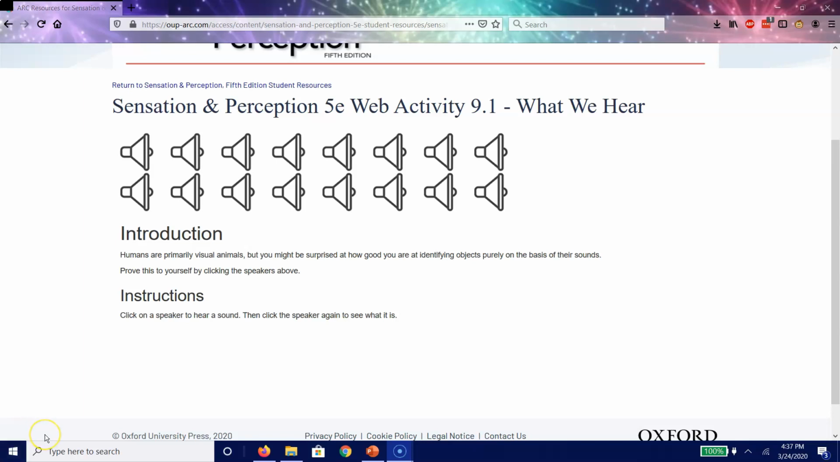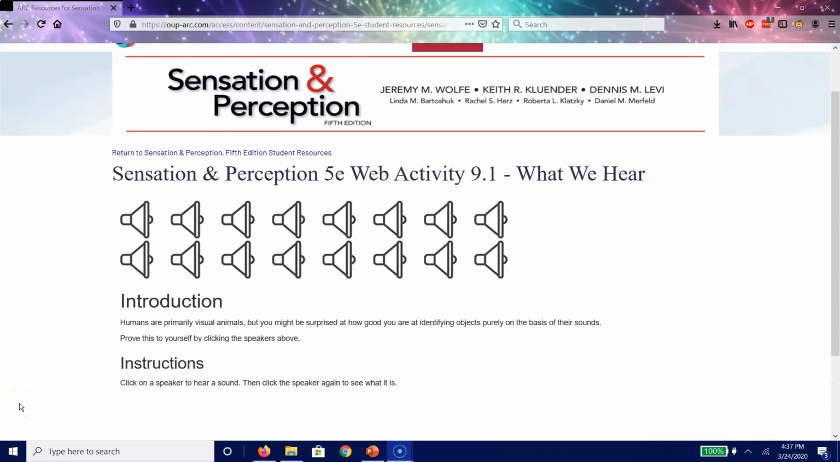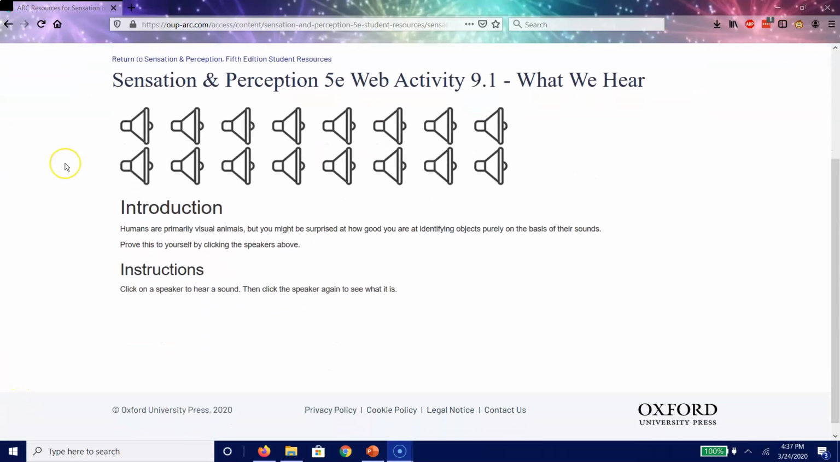So we're going to click on these different speakers in this Companion Site's web activity, and let's go ahead and see if we can identify these different creatures.